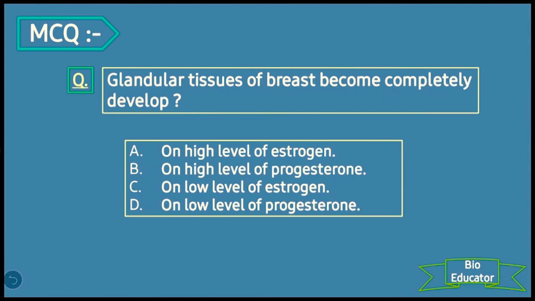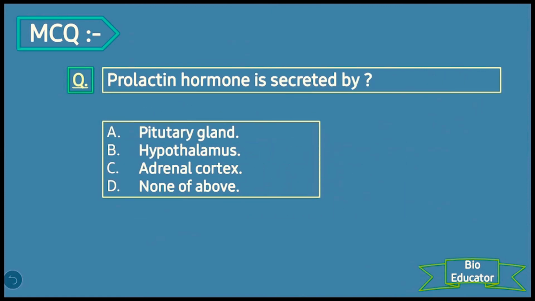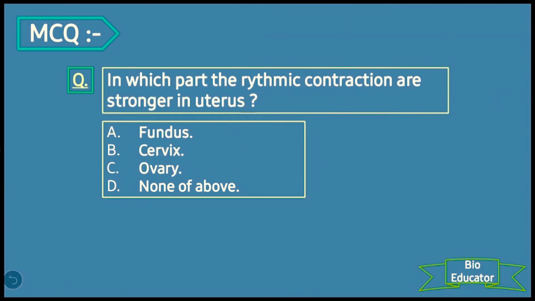Question number 3. Glandular tissues of breast become completely developed. We know that the glandular tissues of breast become completely developed on a high level of estrogen. So A is the right answer. Now question number 4. Prolactin hormone is secreted by. We know that the prolactin hormone helps in the secretion of the milk, which is secreted by the pituitary gland of the mother.